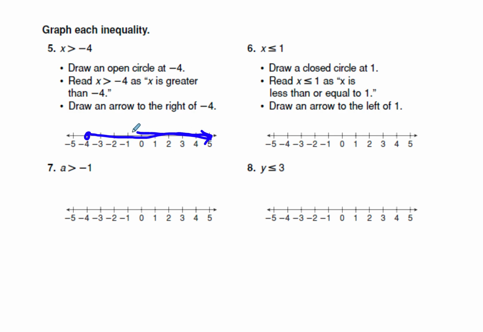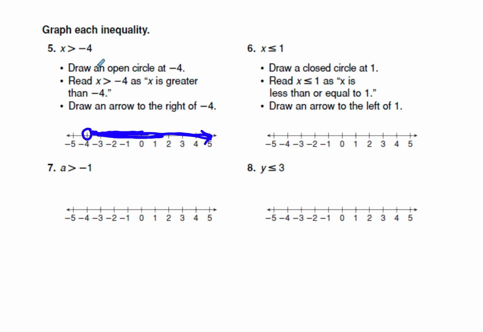than negative 4. If I went back and put this back in, and do a very good job of drawing my open circle, I'm going to erase it a little bit and try it again. There we go, that's a little bit better. Anything that I pick from the shaded part would make that true. So if I pick 0, 0 is greater than negative 4.